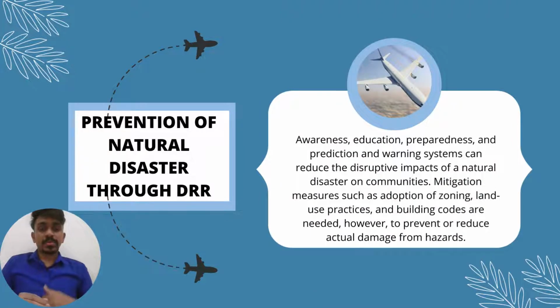The next one is how do we prevent natural disaster through disaster risk reduction? As we know, we can't prevent natural disaster with our own bare hands. So how we prevent it is through awareness, education, preparedness, and prediction, and also warning systems which can reduce the disruptive impacts of a natural disaster on communities. This is how we can prevent disaster through disaster risk reduction.